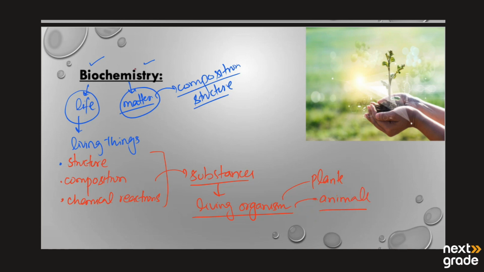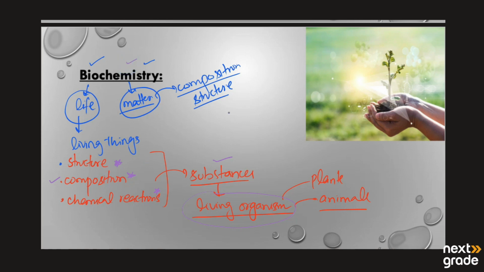So in biochemistry, basically we are going to study the structure and composition. Structure means how the molecules are formed, composition means what the main components are, what the main things found in this substance are, and what type of chemical reactions that substance can undergo. So all the substances that are found in living organisms, their study we call biochemistry.